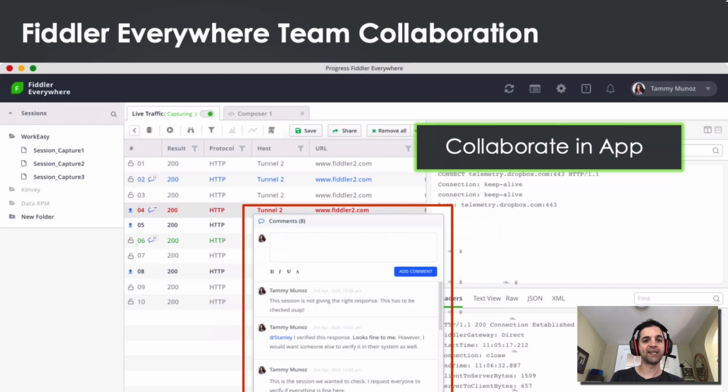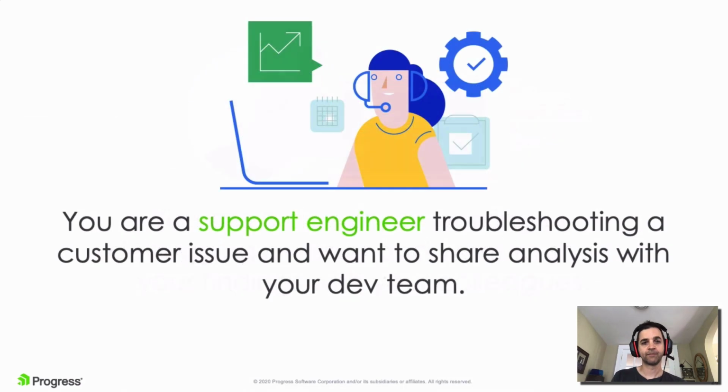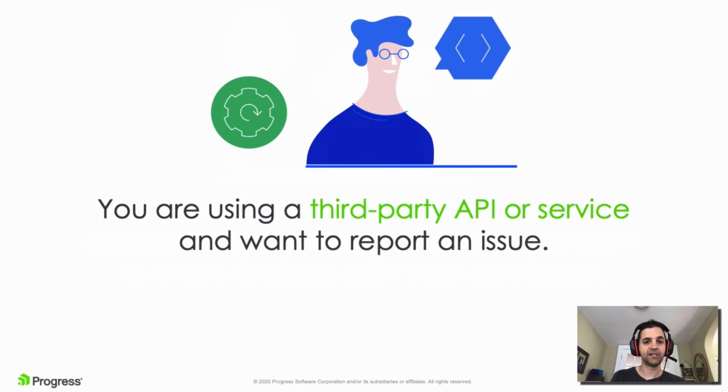So you might be wondering when exactly you might want to try these collaboration features. Well, this probably applies to most of us here. We're developers working on debugging an issue and want to share findings with our colleagues. Or maybe you're a support engineer working on a customer issue and want to share your analysis with the development team. Or even a QA engineer testing an app, right? You found some issues and you want to share those findings with your team. Or maybe you're just using a third-party API and want to report an issue to the owner. All of these being valid scenarios for using the new collaboration features in Fiddler Everywhere.